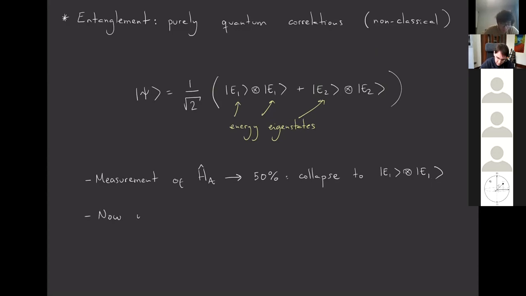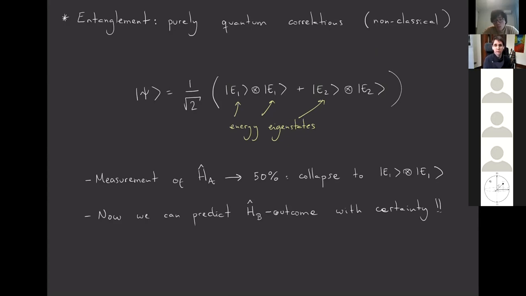now we can predict what will happen when we measure HB. So if I ask you what is the outcome that will appear when we measure the Hamiltonian, or the energy, of system B, you will be able to predict it with certainty. So you know for sure that if after measuring A you have found E1, now if you measure B, you will find E1 with 100% probability.